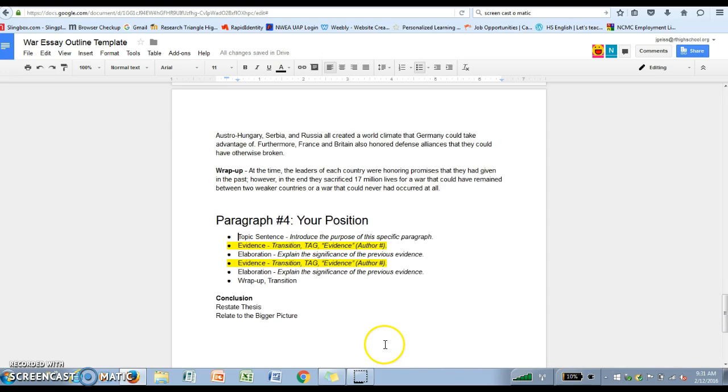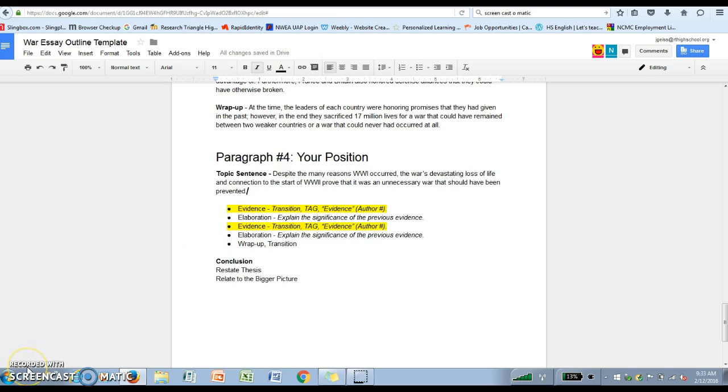So let's start our fourth body paragraph, fifth paragraph overall, and let's start with the topic sentence. So let's take a look at this topic sentence. It reads, despite the many reasons World War I occurred, the war's devastating loss of life and connection to the start of World War II prove that it was an unnecessary war that should have been prevented. So this topic sentence does a couple important things, just like all the topic sentences we've reviewed so far.